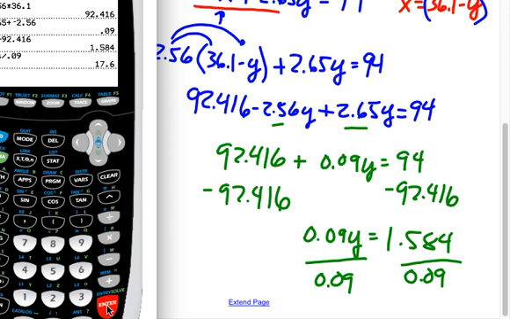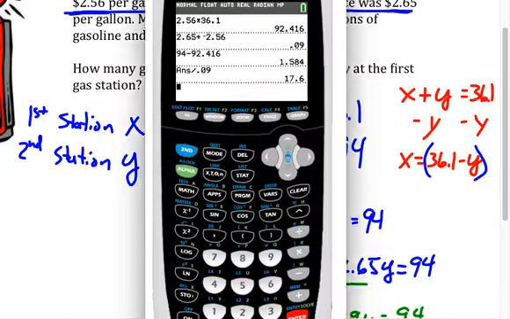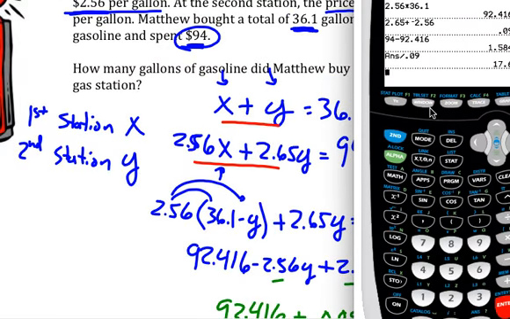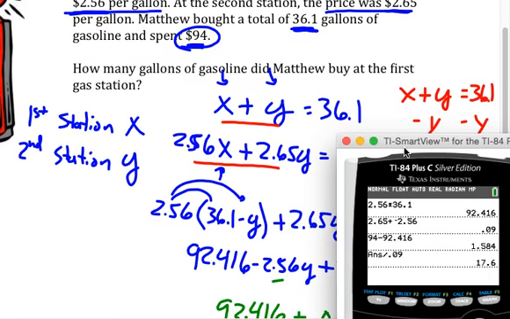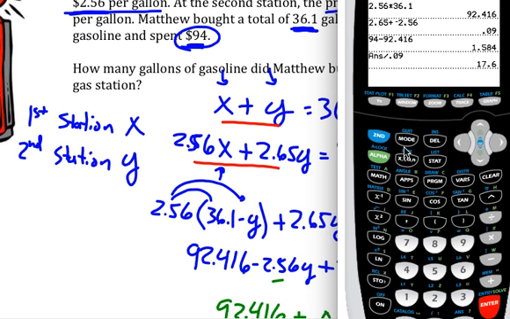17.6 gallons. So y equals 17.6. So let's go back up here. The actual question they're asking for here is how many gallons of gasoline did Matthew buy at the first station? Well, we know this. At the second station, y equals 17.6.